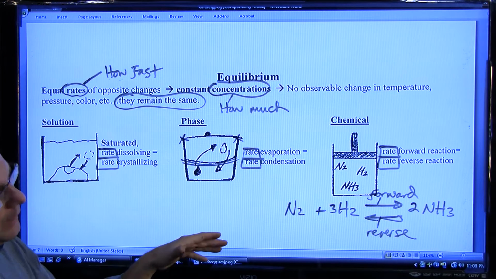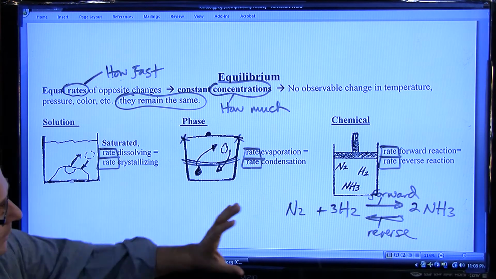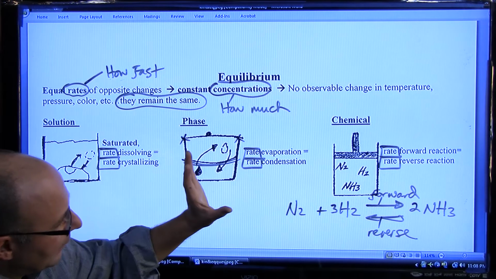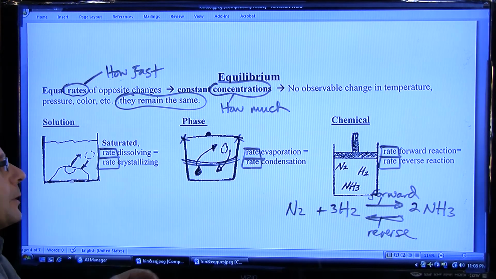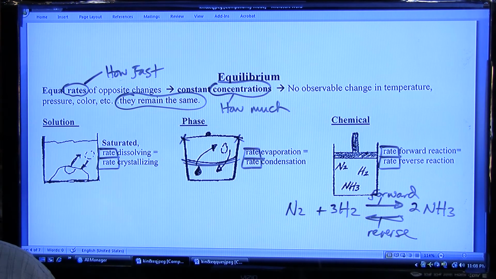And on the next page, we'll start discussing equilibrium a little bit further, because we need to discuss, now that a system has reached equilibrium, how we could shift that equilibrium point. So I'll see you there on page 19 in a second.